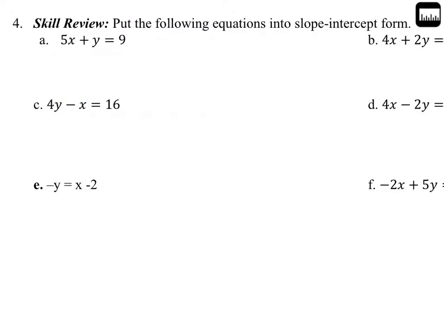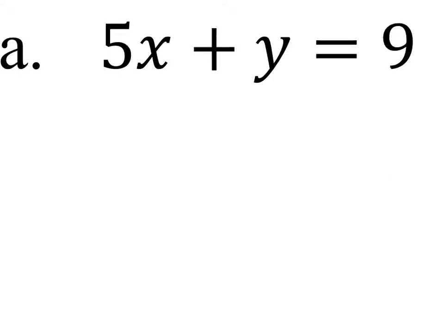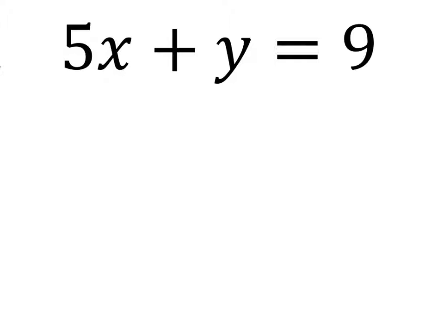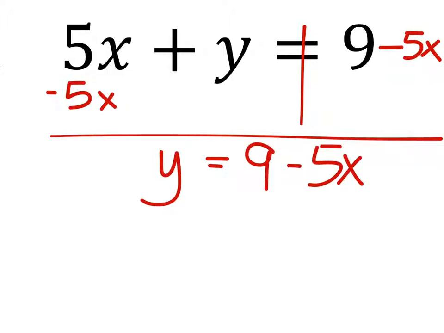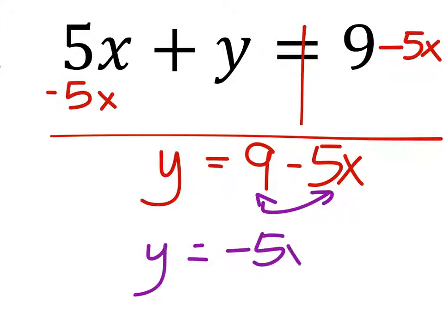Put the following equations in the slope-intercept form. There we go. So this one right here, we got the 5x on the same side of the equal sign as the y, so we will subtract 5x from both sides. So this gives us y equals 9 minus 5x, and all we need to do now is to switch these two. So we got y equals negative 5x, and then a positive 9. That would be all.